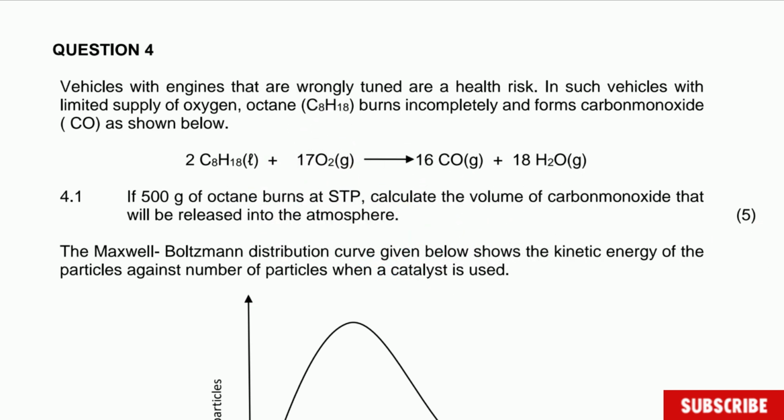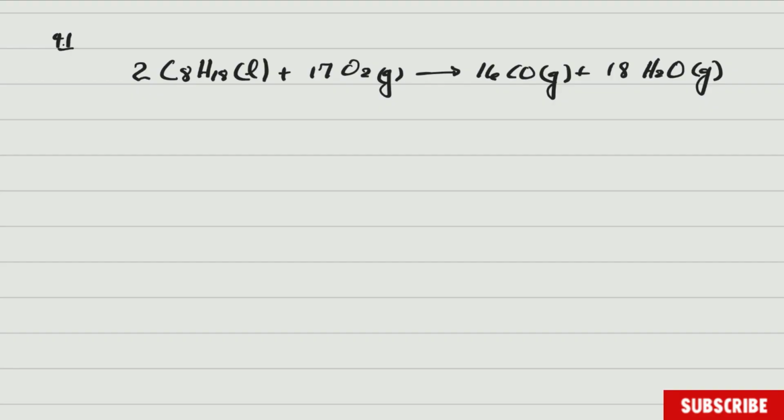Vehicles with engines that are poorly tuned are a health risk. In such vehicles with a limited supply of oxygen, octane burns incompletely and forms carbon monoxide as shown below. 4.1. If 500 grams of octane is burned at STP, calculate the volume of carbon monoxide that will be released into the atmosphere.